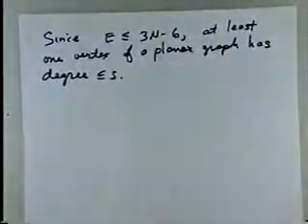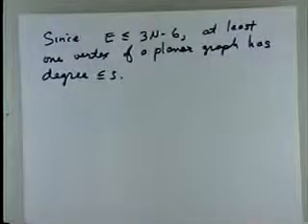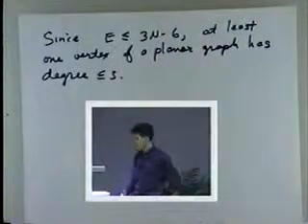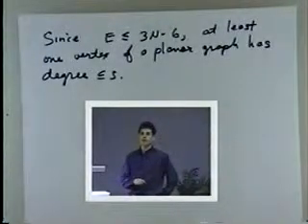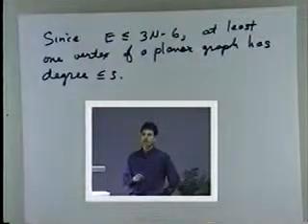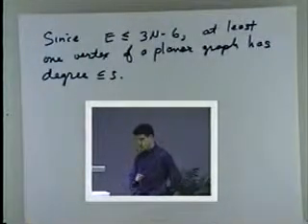Okay, so since the number of edges is less than or equal to 3N minus 6, then at least one vertex of a planar graph must have small degree. In particular, at least one vertex of a planar graph has degree less than or equal to 5. And how would we show this? Well, we would show this with a counting argument.